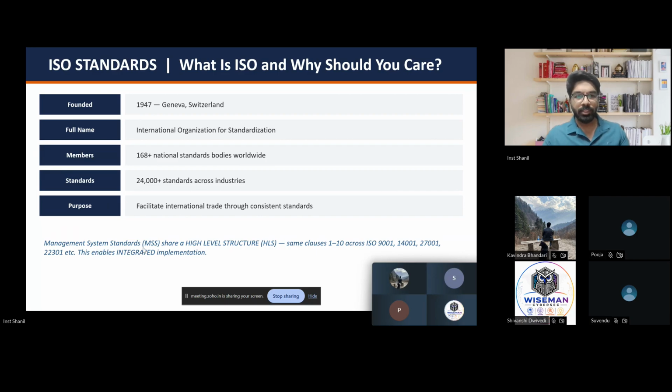Okay, so management system standards. The standards across ISO share a high level structure. What is an HLS? It says that the same clauses 1 to 10 are used across all these standards. We will study in detail all these clauses in the upcoming slides. What does it help in? It helps in integrated implementation. Whoever wants to implement three ISO certifications within their company can just go with the same clauses 1 to 10. Only the number of controls would change, but the clauses would remain the same.